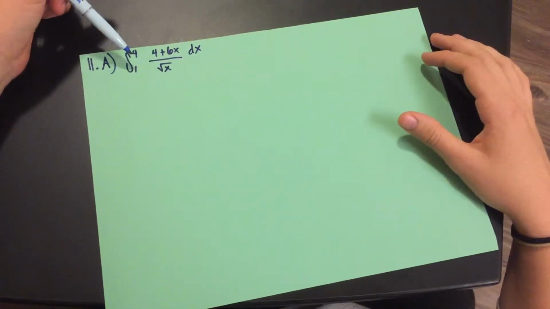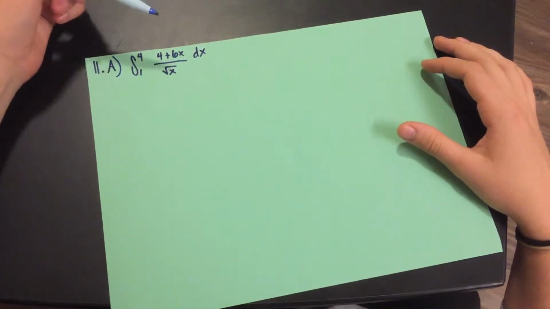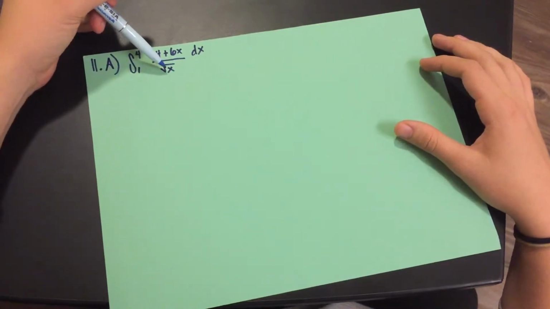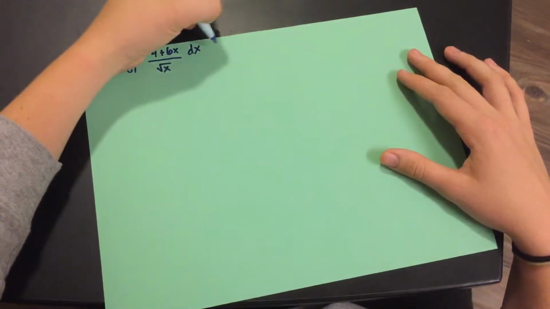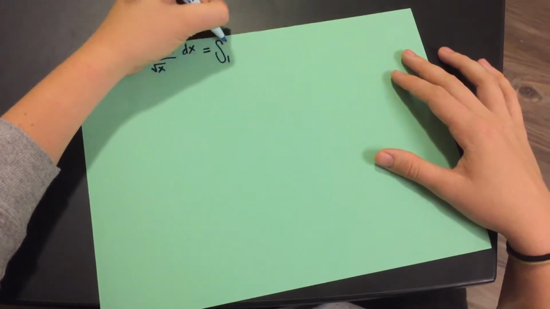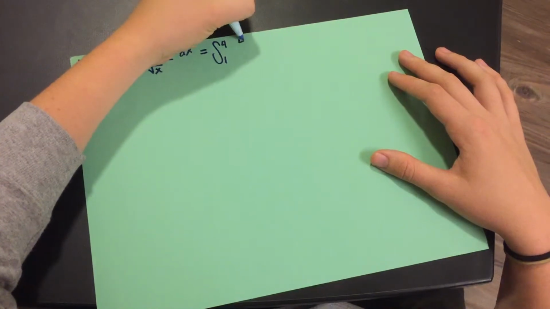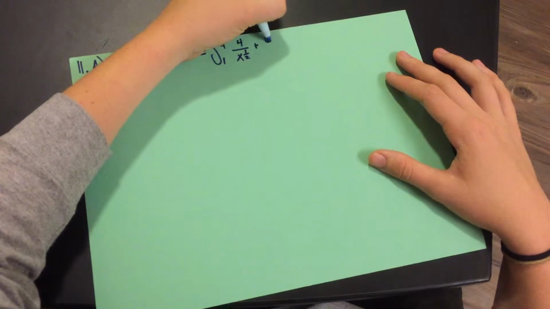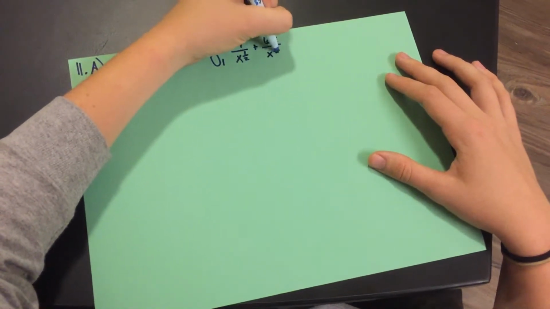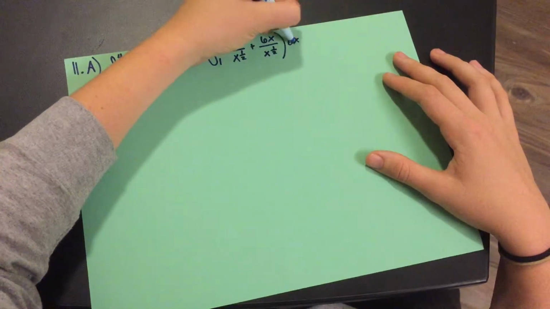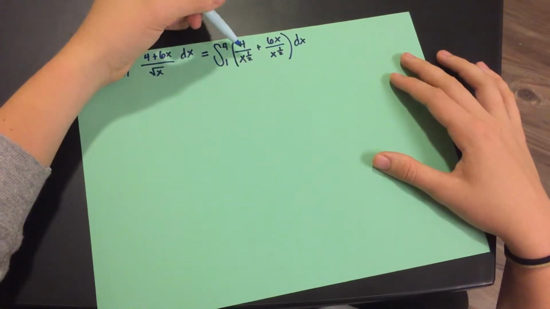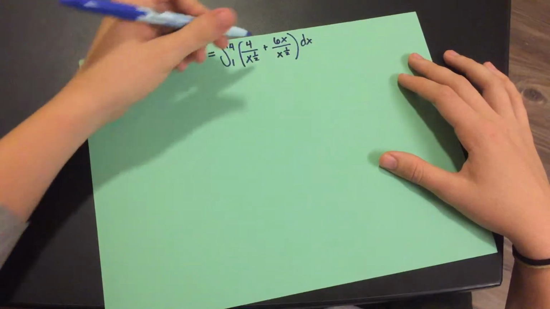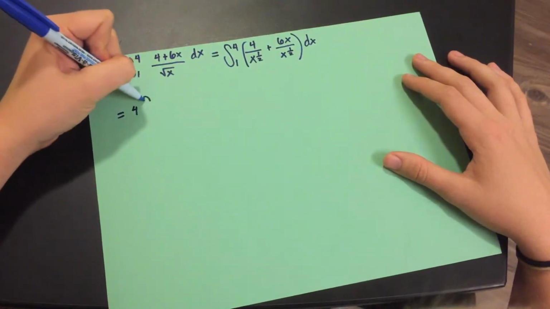To evaluate this integral, first we're going to rewrite it. We're going to distribute this radical x to each piece on the top, but we're also going to call it x to the 1/2. So we have 4 and then dx. This can be simplified again by distributing the integral.